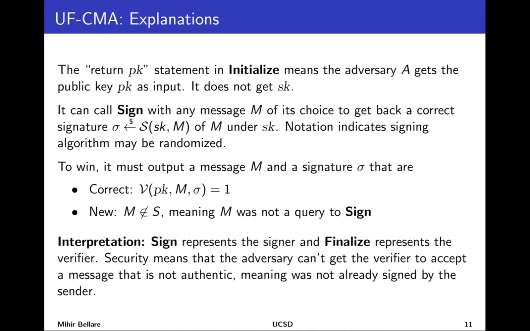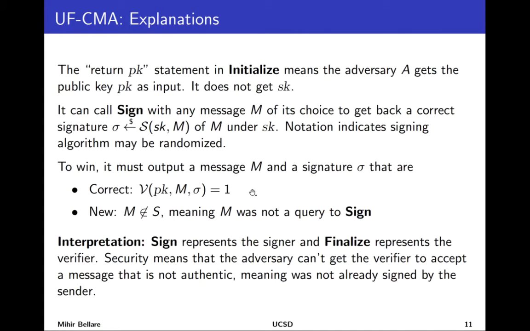Before we do that, here's a written summary of stuff I said verbally, so you can have it if you have a copy of the slides, but not the transcript. So remember that the return PK statement in initialize tells us that the adversary gets the public key as input. Of course, it doesn't get the secret key. It can call the sign oracle as often as it wants on any message of its choice. And winning can thus then be interpreted as follows.